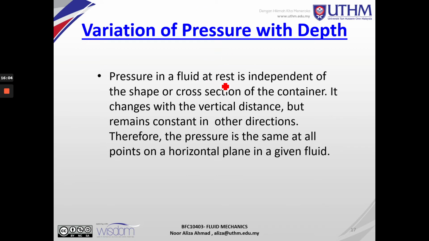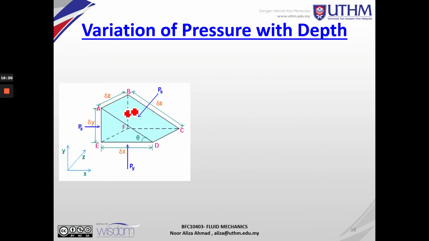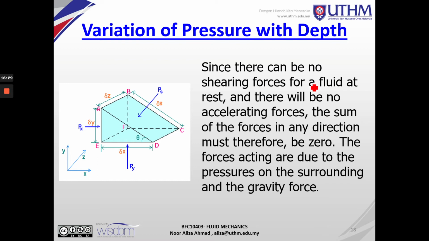Pressure in a fluid at rest is independent of the shape of the cross-section of the container. It changes with the vertical distance but remains constant in other directions. Therefore, the pressure is the same at all points on a horizontal plane in a given fluid. Since there can be no shearing force for a fluid at rest and no acceleration, the sum of the forces in any direction must be zero. The forces acting are due to the pressure on the surroundings and the gravity force.